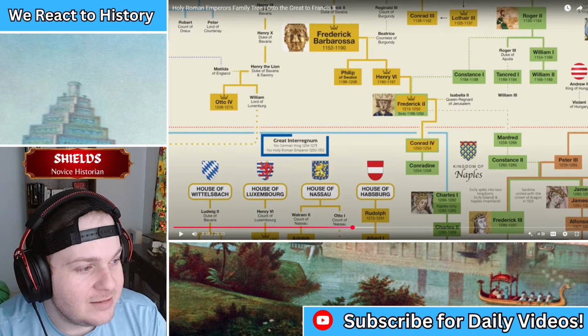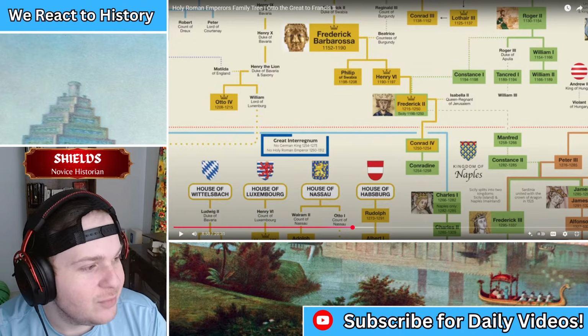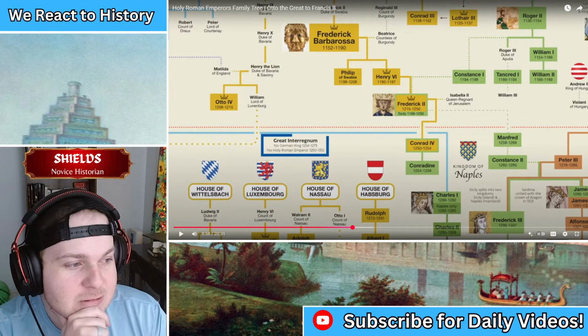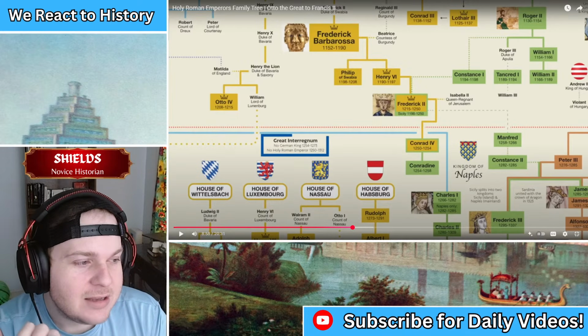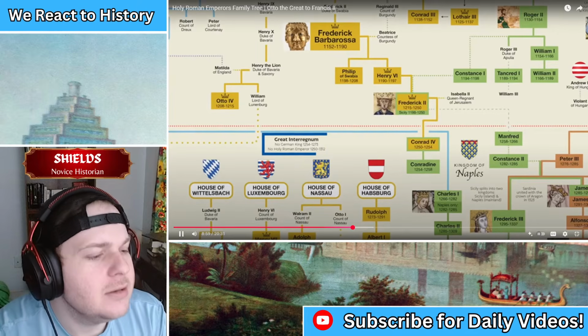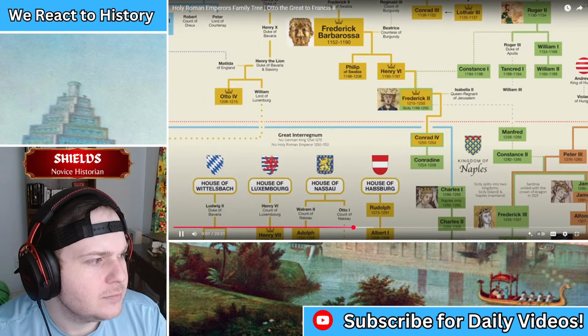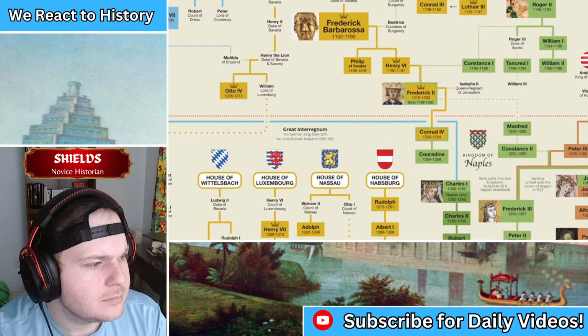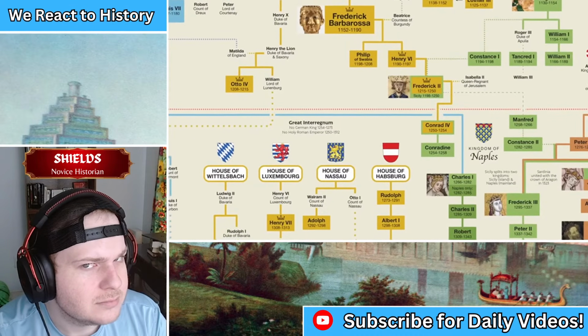What is that? 62 years without an emperor? I'm interested. What would be the key? Okay, so obviously it died off because of this. How did it come back? In which there was no German king for 19 years and no emperor for 62 years.